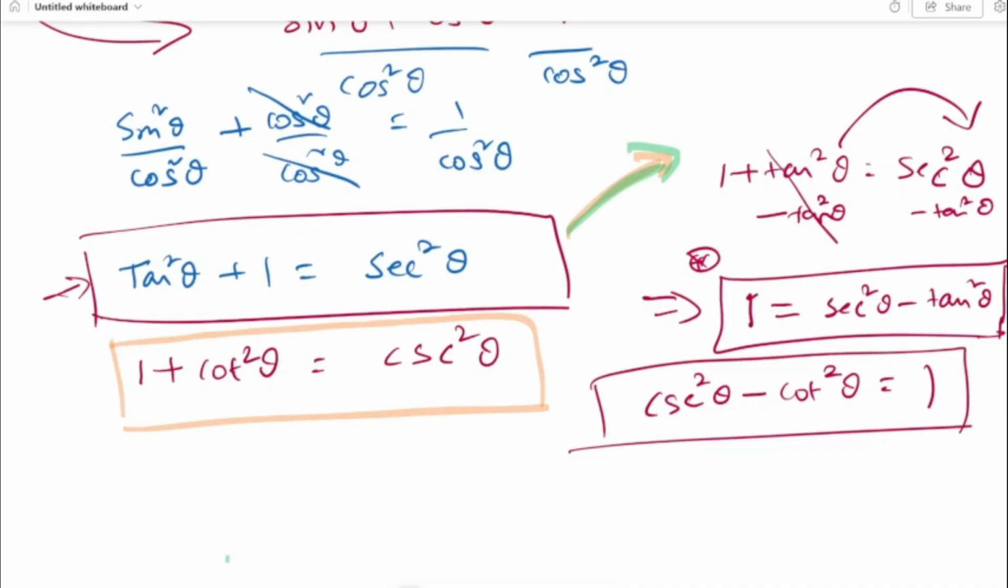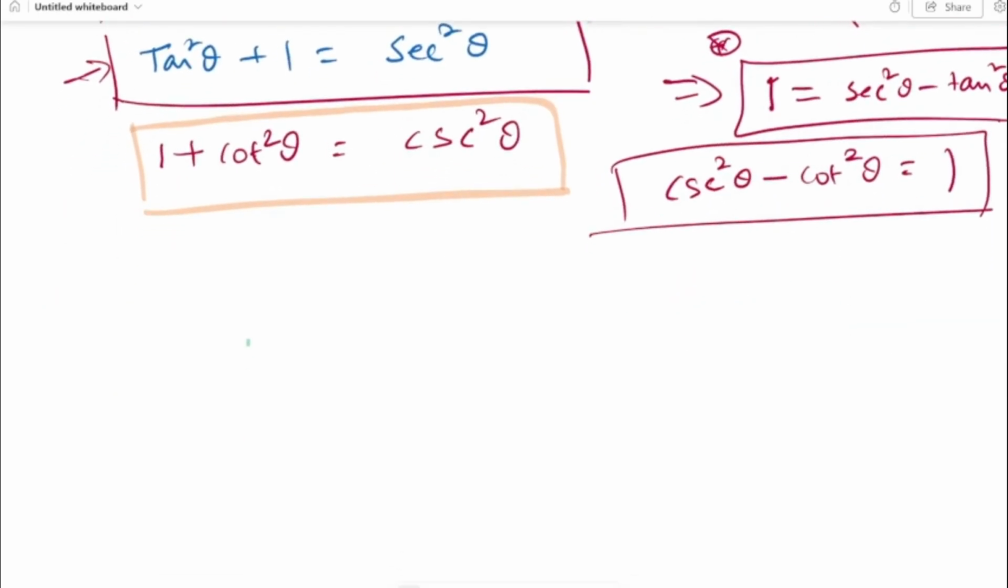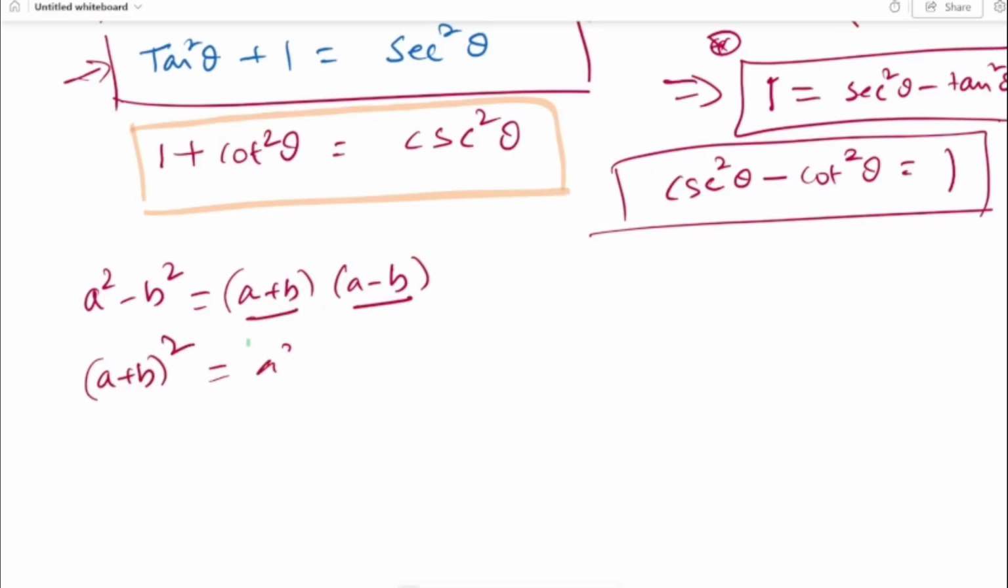Okay. I'm going to rephrase everything and put this in a grid. Recall all the algebra formulas, some of the very famous ones. If you recall, a square minus b square is a plus b times a minus b. Here we are expressing a square minus b square as factors. Likewise, a plus b whole square is a square plus b square plus 2ab. And a minus b whole square is a square plus b square minus 2ab.